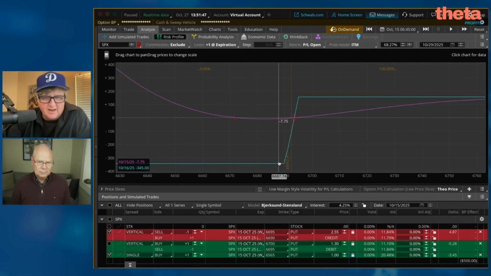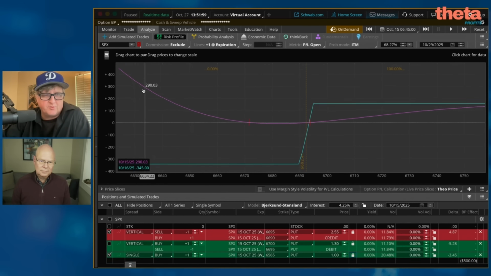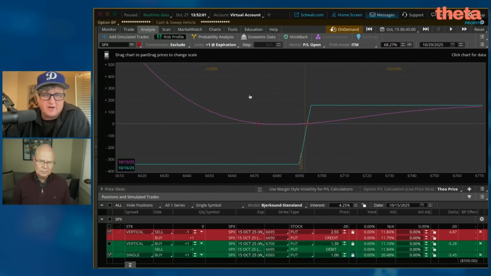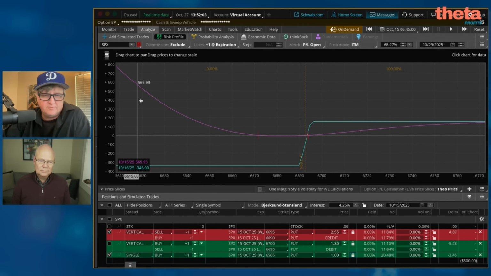If it moves, and by end of day, if it's down here, we're going to lose 345, but we're not going to let it go that long. We're going to get out of the trade. If this thing moves against me, if it moves hard, I can get into additional profit, potentially even more profit than I would with the original trade.